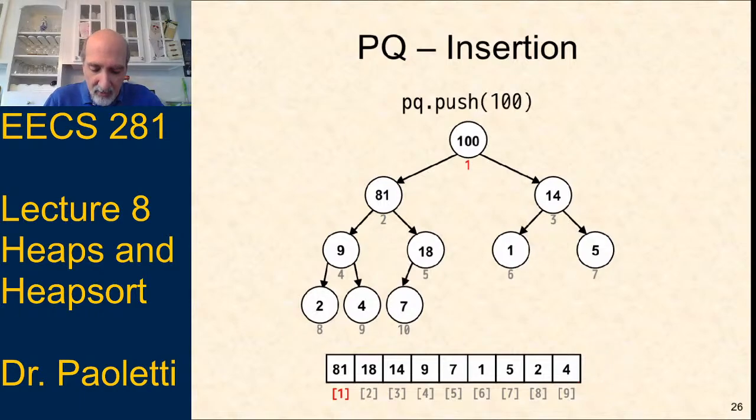Now I've got to erase my markings because the animated part of the slide with the array comes next. So behind the scenes in the array, we push it at the back, and then we start restoring the property. We check it with respect to its parent at index 5 and swap it, check it with respect to its parent at index 2 and swap it, check it with respect to its parent at index 1 and swap it. Hey, we've reached the root level, we're done, our loop is over.